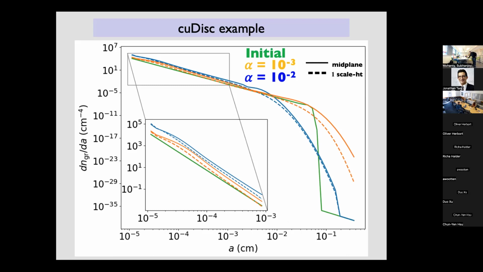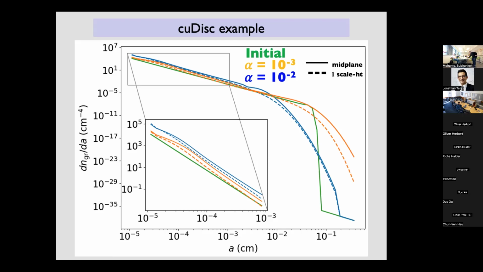But you also find that the size at the midplane is larger than the size at a scale height. And that's because you're also seeing the effect of settling, right? As grains become larger, they settle out in the midplane. And so you see all of these effects here.